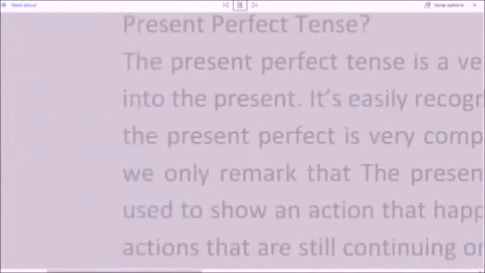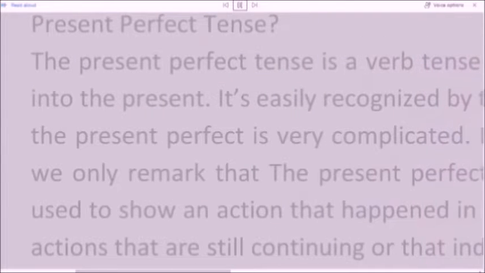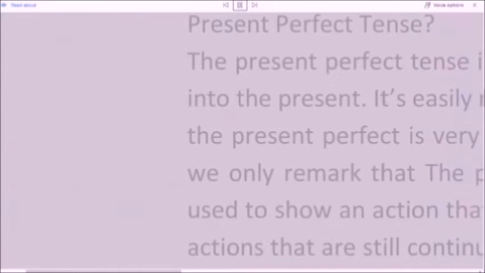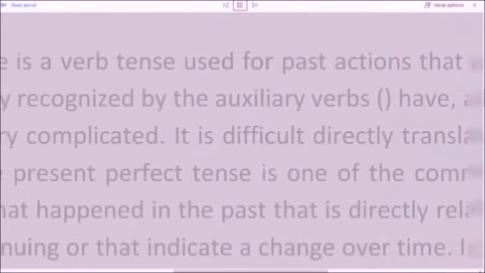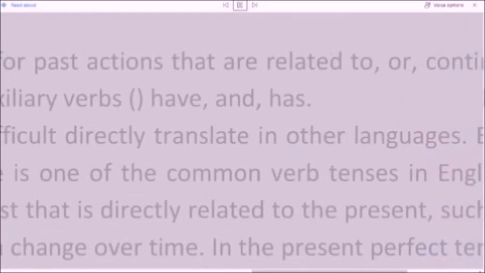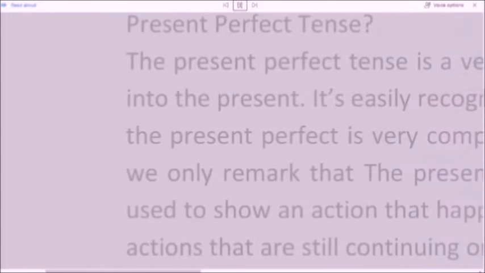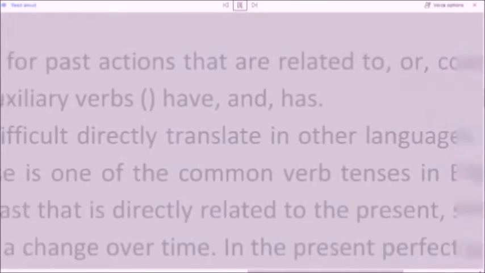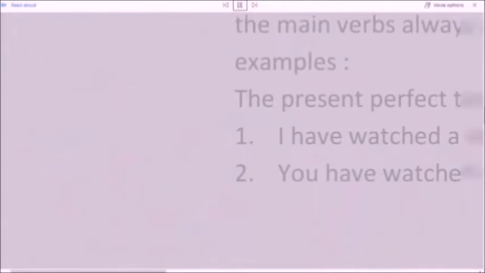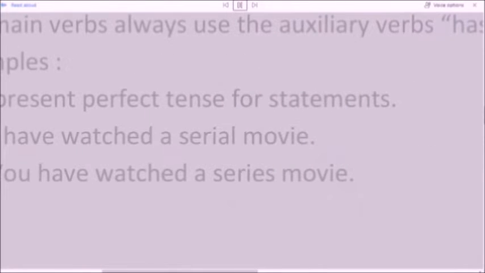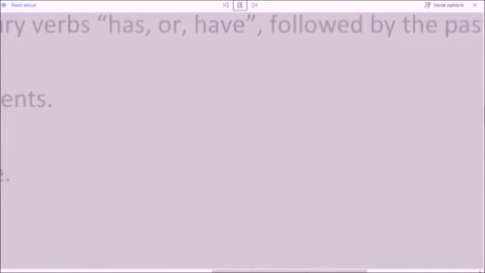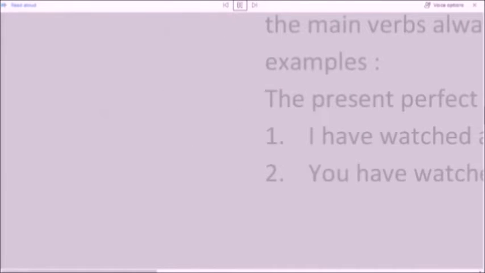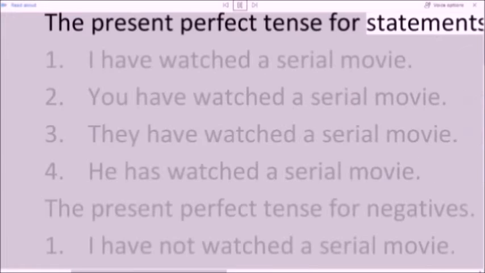It is difficult to directly translate in other languages. But, we only remark that the present perfect tense is one of the common verb tenses in English, used to show an action that happened in the past that is directly related to the present, such as actions that are still continuing or that indicate a change over time. In the present perfect tense, the main verbs always use the auxiliary verbs has or have followed by the past participle. For examples, the present perfect tense for statements.